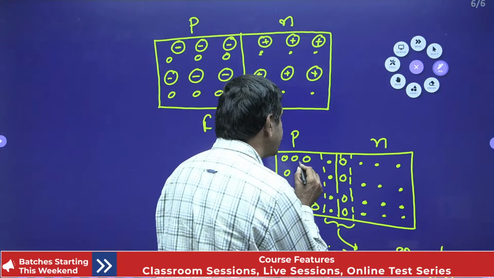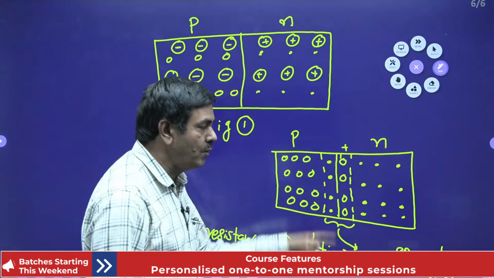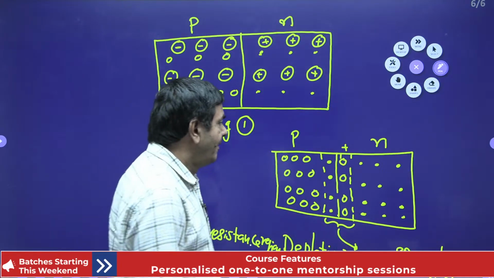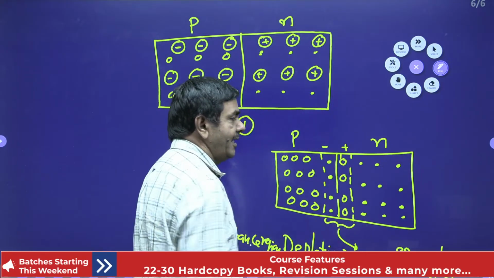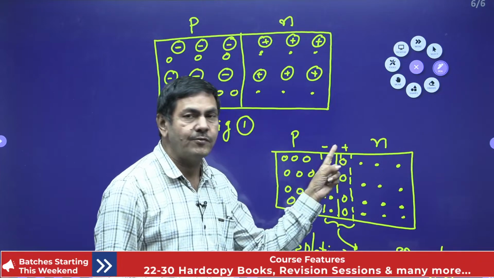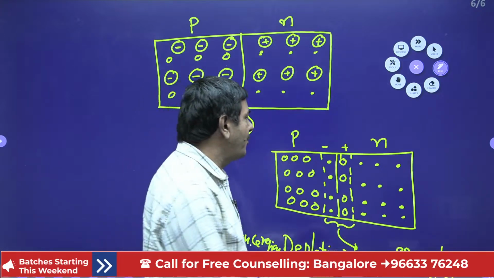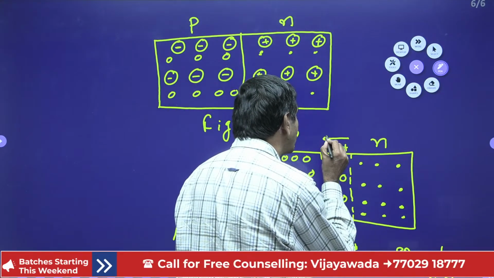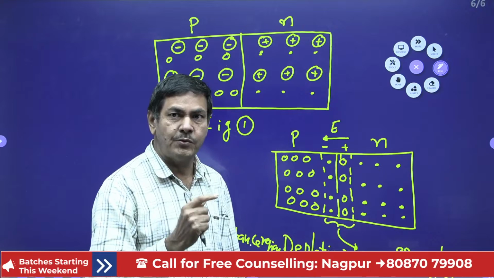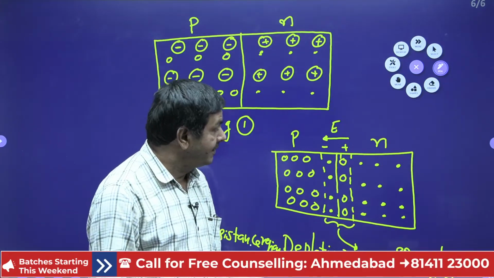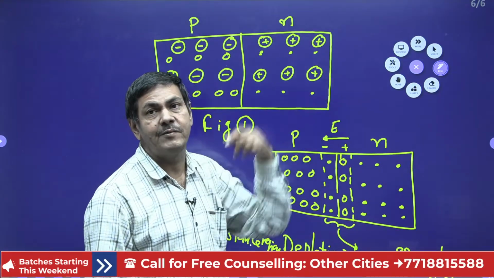When the holes move to this side, positive ions are formed here. When the electrons move and recombine with the holes, negative ions are formed on this side. Positive and negative ions are formed, and in between these two, the electric field intensity is going to increase, from positive to negative. When the mechanism of diffusion is propagating, the depletion region is slowly increasing, and then the electric field intensity also increases.